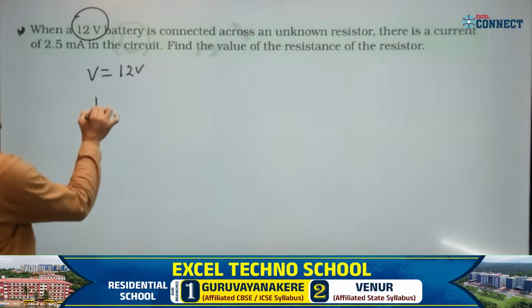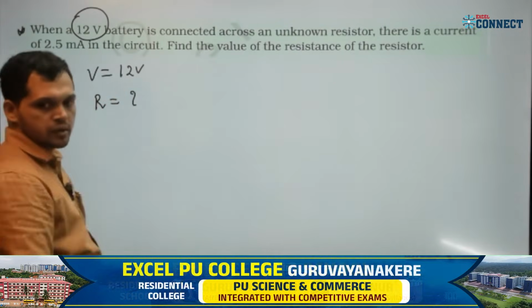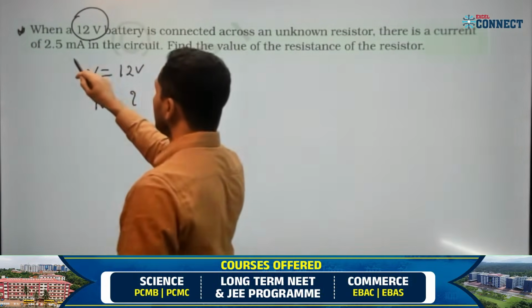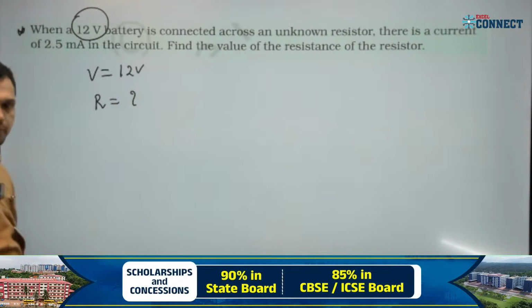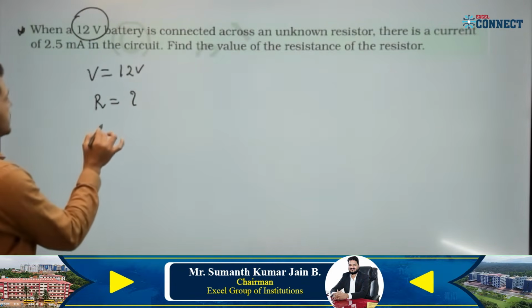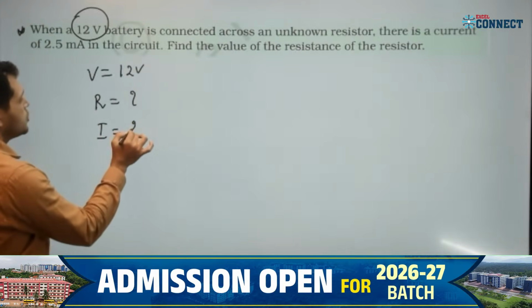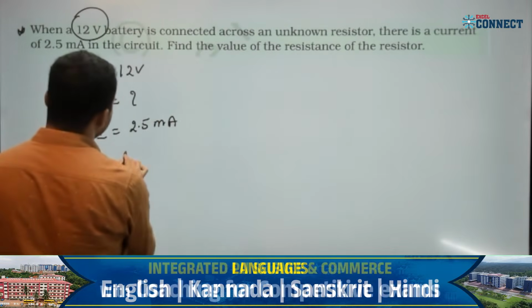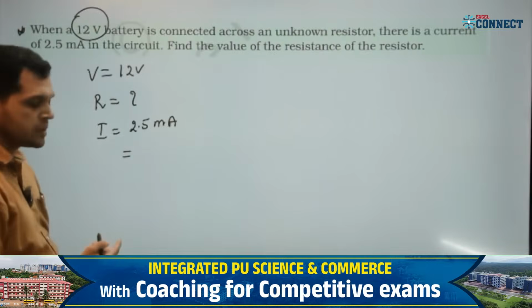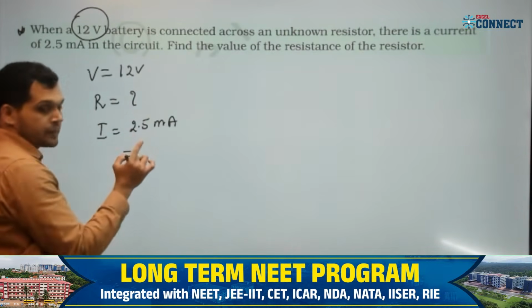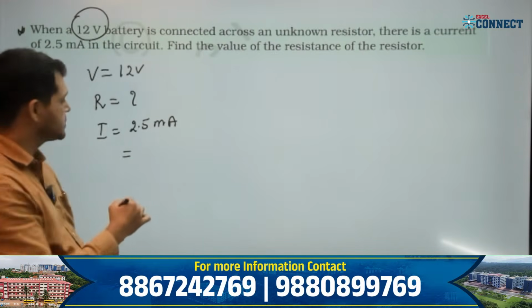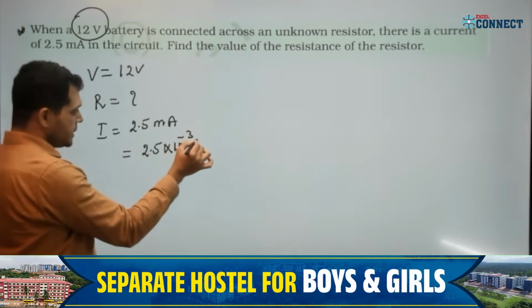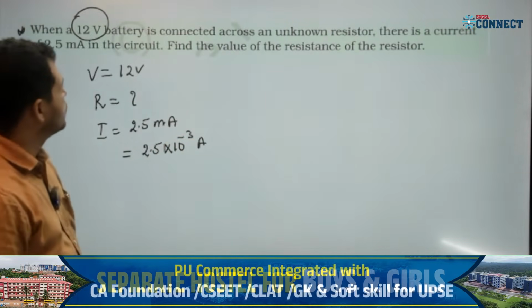Resistance is unknown, I'll write R. We don't know R. There is a current of 2.5 milliampere. Current I is 2.5 milliampere. How to write milliampere in ampere? Milliampere to ampere is 10 power minus 3, right? So that is 2.5 into 10 power minus 3 ampere.